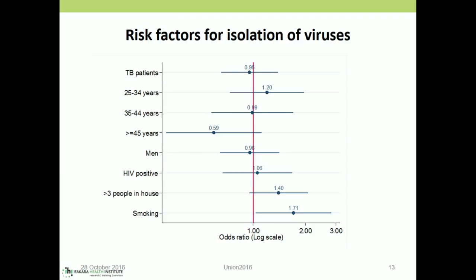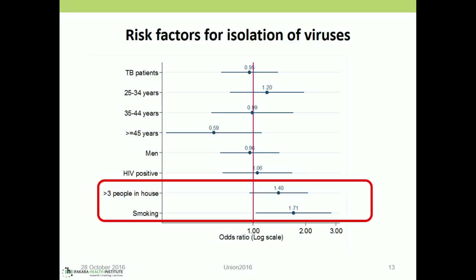When we wanted to look at risk factors for detecting any virus, as you've seen, TB patients and controls had similar proportions. But of interest, people who smoked were more likely to have respiratory viruses, as were people in households with more than three people living together. Of course, the overcrowding definition was purely pragmatic, looking at the distribution of the number of people in the same household. It's of borderline significance.